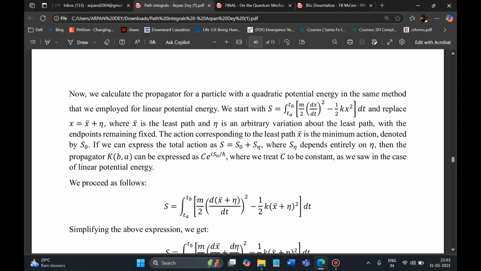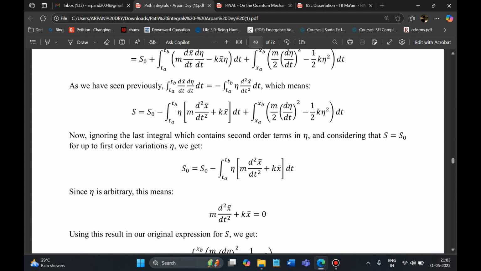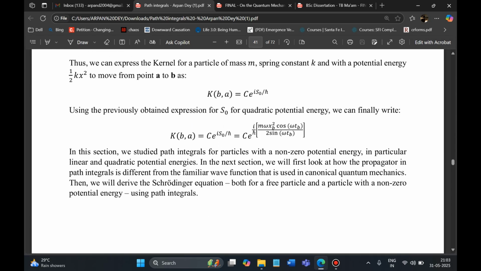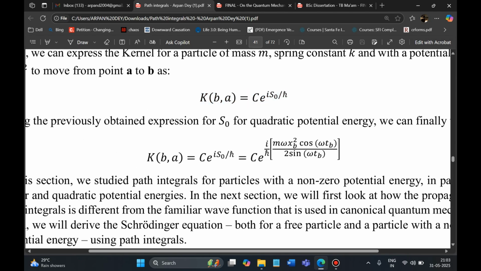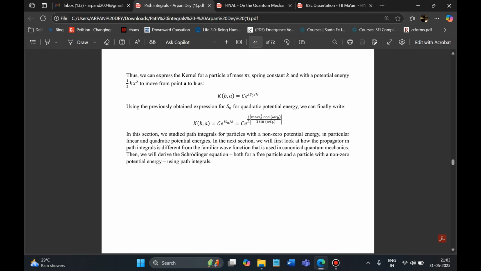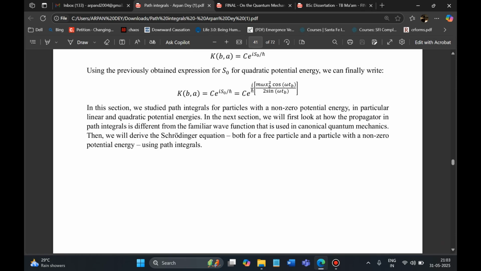Now we calculate the propagator for a particle with a quadratic potential energy in the same method. Again we can do the same thing, and ultimately, under our assumptions, we'll get the same thing: K will be some constant times e to the i S naught over h bar. So I think I covered this topic in sufficient detail.